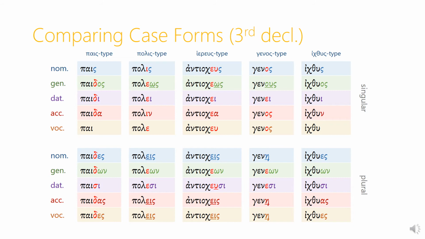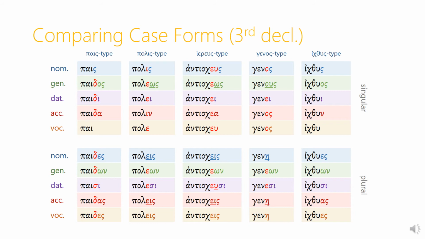And the dative plural is a little bit unusual, because the upsilon that was in the nominative and vocative singular, Antiochus and Antiochu, that upsilon reappears for some reason in the dative plural, and instead of Antiochesi, we have Antiochusi, epsilon, upsilon, sigma, iota.